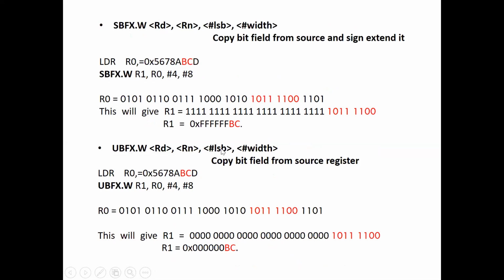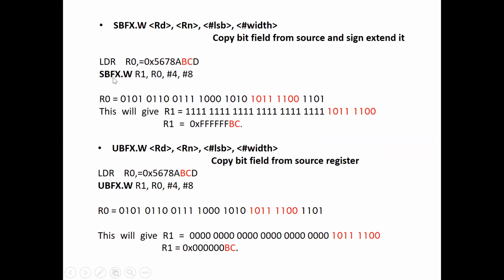Next instruction is sbfx.w rd, rn, #lsb, #width. So it copies the bit field from source and extends the sign. Now let us analyze the operation of this instruction. Now we have two registers, source register and destination register. I have used source as R0 and destination as R1 here.